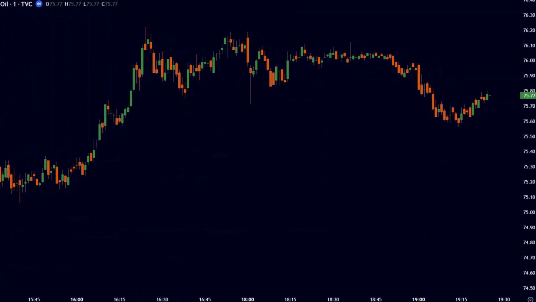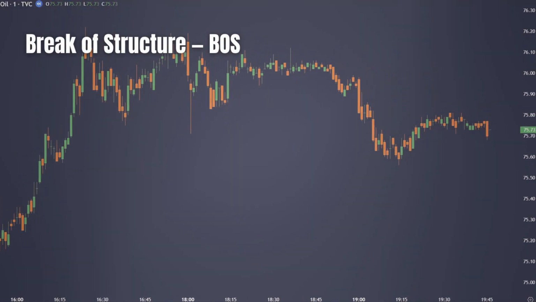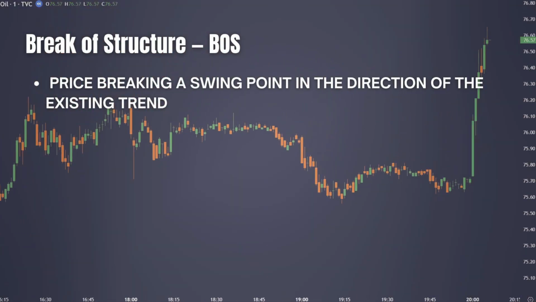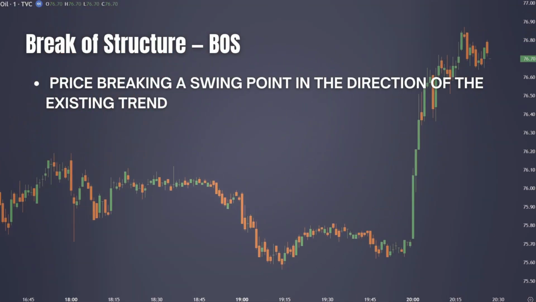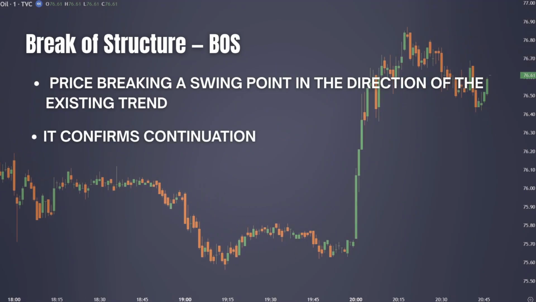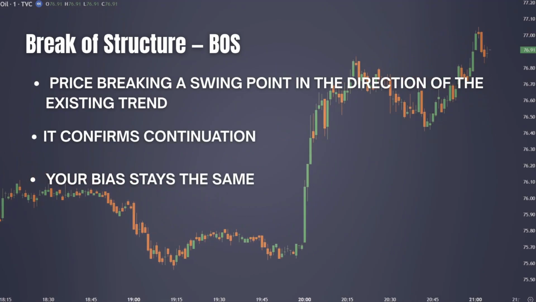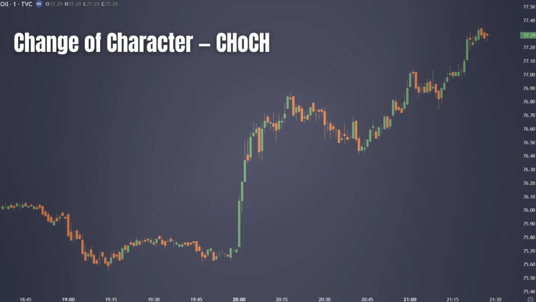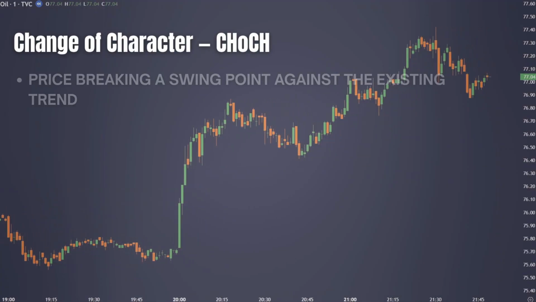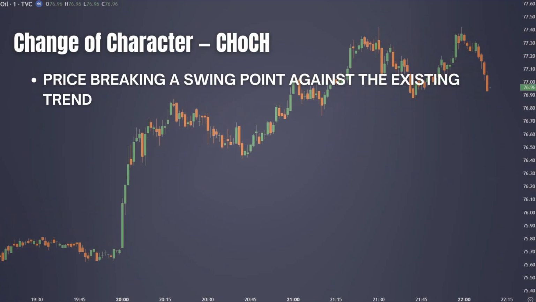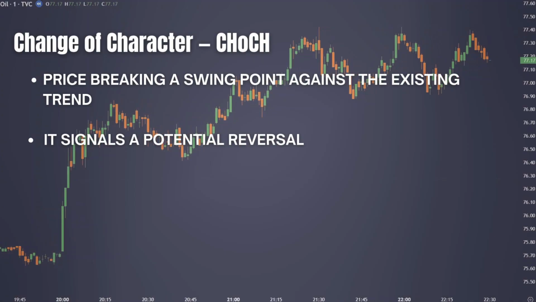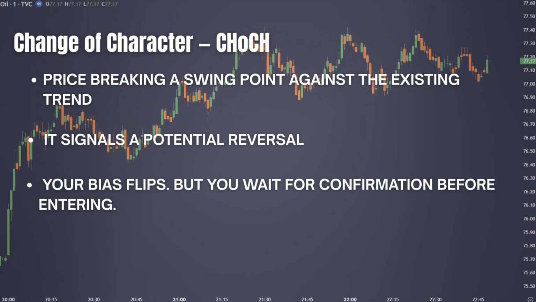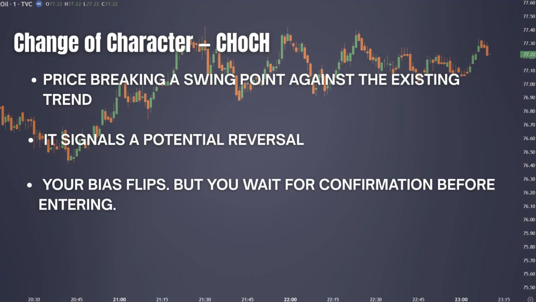Let's bring it all together. A break of structure, BOS, is price breaking a swing point in the direction of the existing trend. It confirms continuation. Your bias stays the same. A change of character, CHoCH, is price breaking a swing point against the existing trend. It signals a potential reversal. Your bias flips. But you wait for confirmation before entering.